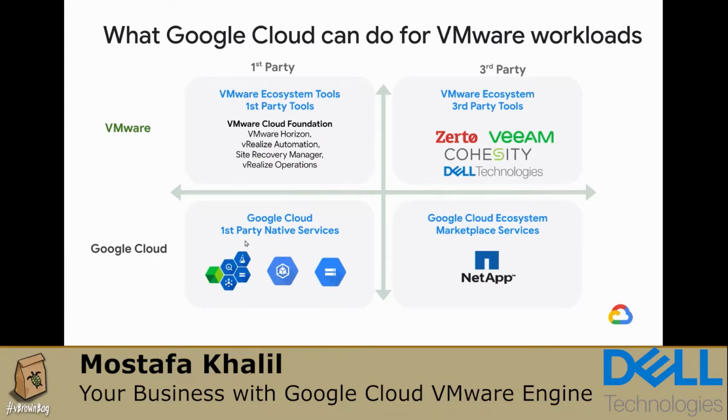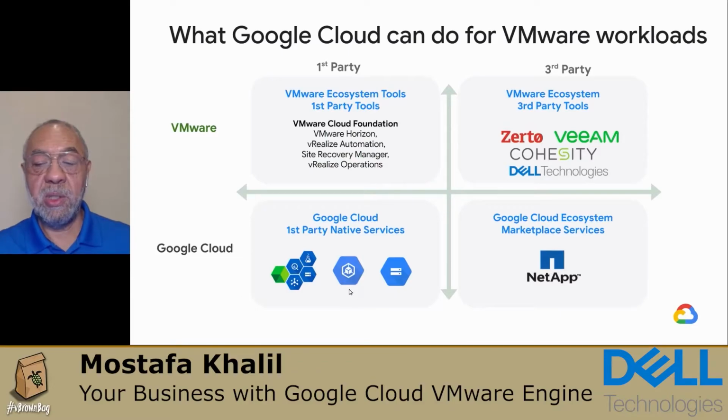Within Google Cloud, you can use first-party native services, as I mentioned earlier, like Kubernetes or storage buckets and so on. Or you can use Google Cloud Marketplace ecosystem services like NetApp, where you can deploy NetApp CVS to present NFS storage to your virtual machines. NFS storage presented by NetApp CVS can also be presented to ESXi hosts momentarily as part of a backup and restore workflow, and this can be automated via your backup solution's APIs.